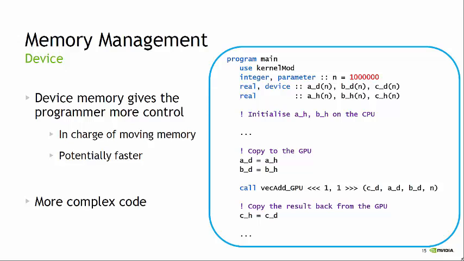This is required because we have literally two copies of the data. In CUDA Fortran, copying the data is actually very easy. We can just use this explicit assignment. We can say the device memory is equal to the host memory. And that will call a copy and copy the memory to the GPU.